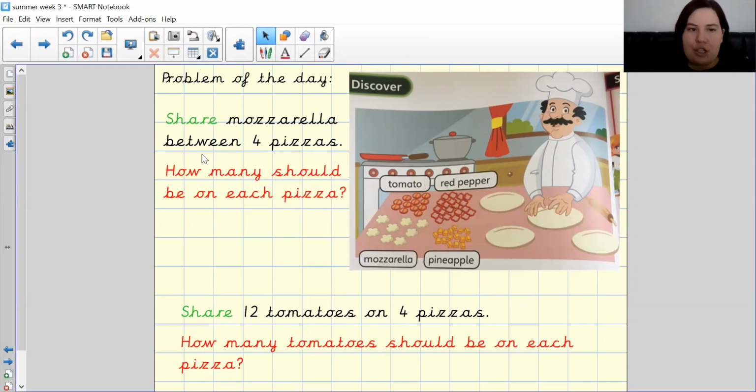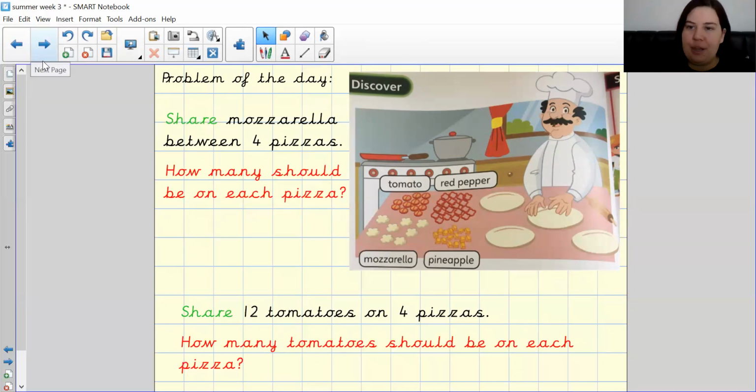Share mozzarella between 4 pizzas. You can see the mozzarella is here. The first thing you might have to do is count how many mozzarellas there are, and then how many should be on each pizza. Then we're going to do exactly the same for 12 tomatoes. Your tomato here, he has 12 pieces and he wants to share them onto his 4 pizza doughs. How many tomatoes should be on each pizza? Now stop the video and try and solve this problem, please.